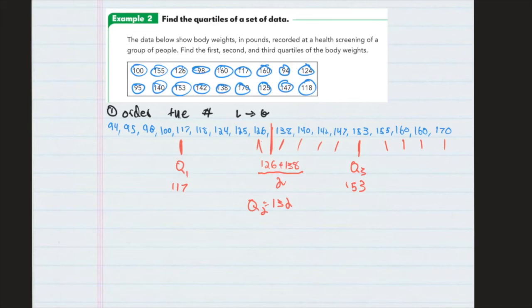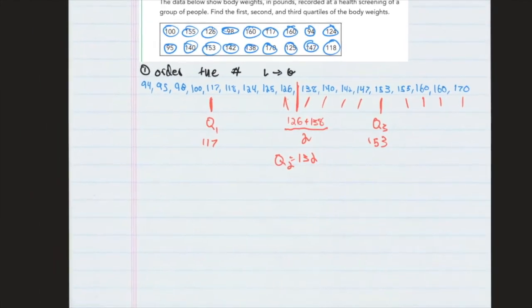So to answer this question, all I'm going to do is list out the different quartiles. Quartile 1 is 117. Quartile 2 is 132. Quartile 3 is 153.